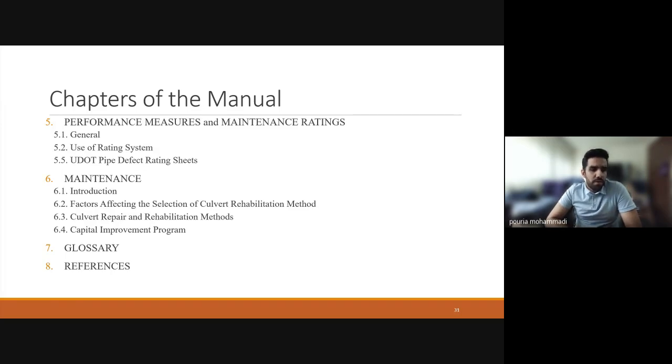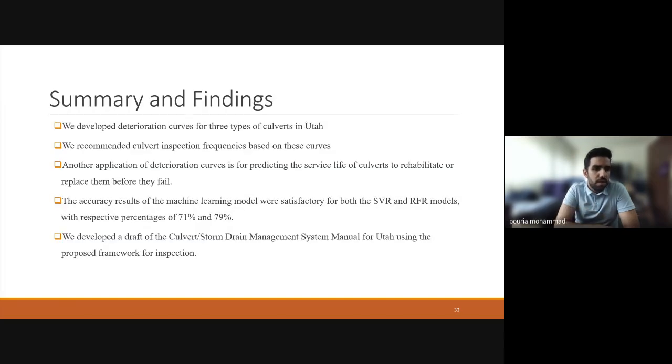In chapter 5, we discussed the UDOT rating system and provided UDOT pipe defect rating sheets. And in chapter 6, we explained the repair and rehabilitation methods and discussed the capital improvement program and proposed capital improvement program. In chapter 7, we provide an alphabetic list of terms or words relating to culverts with explanations. And chapter 8 is the references that we used.